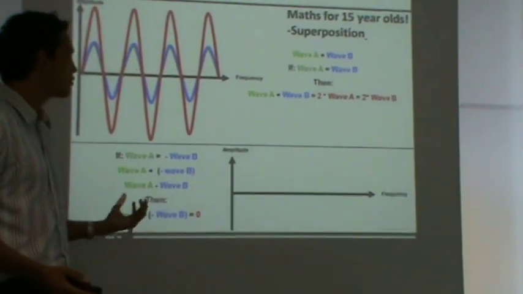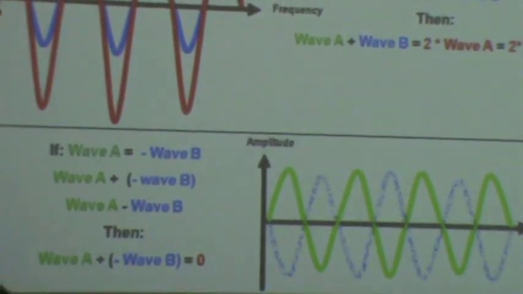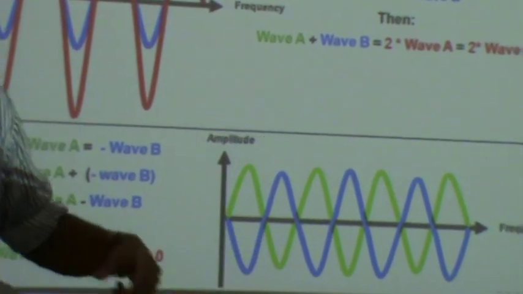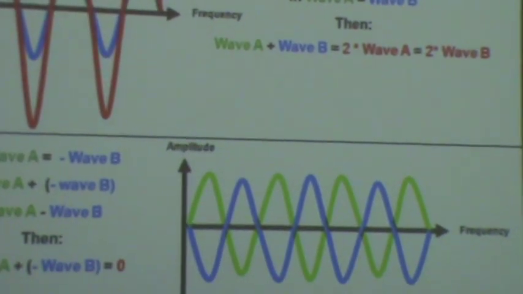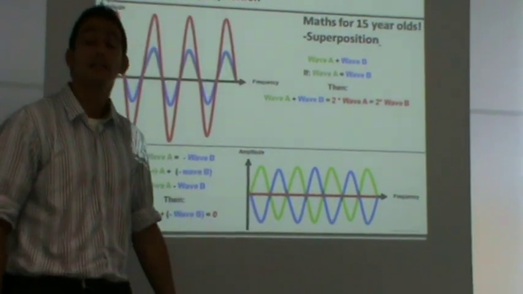So, what happens if I've got one wave that is this size, and then I've got another wave exactly the opposite, exactly inverted? So I've got a plus wave and a minus wave. Well, they're going to cancel each other out. You're going to get nothing. And you can see the difference now.